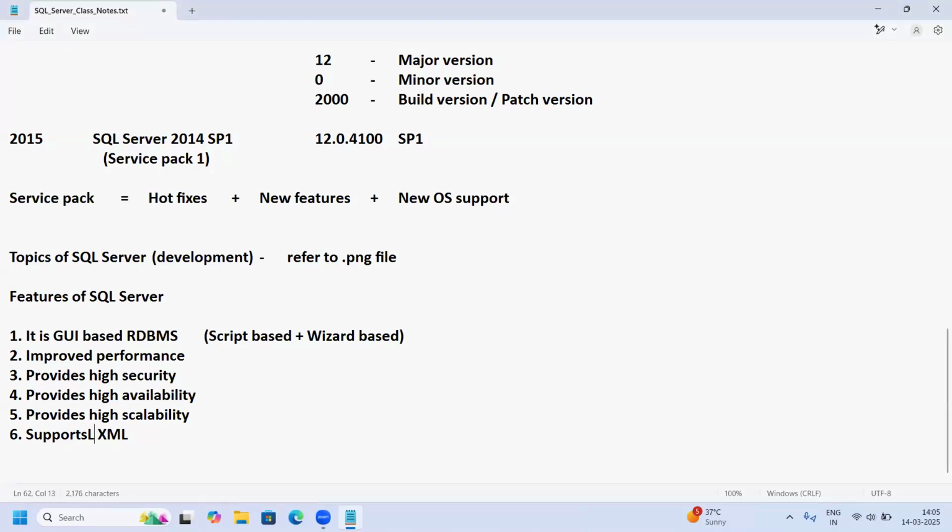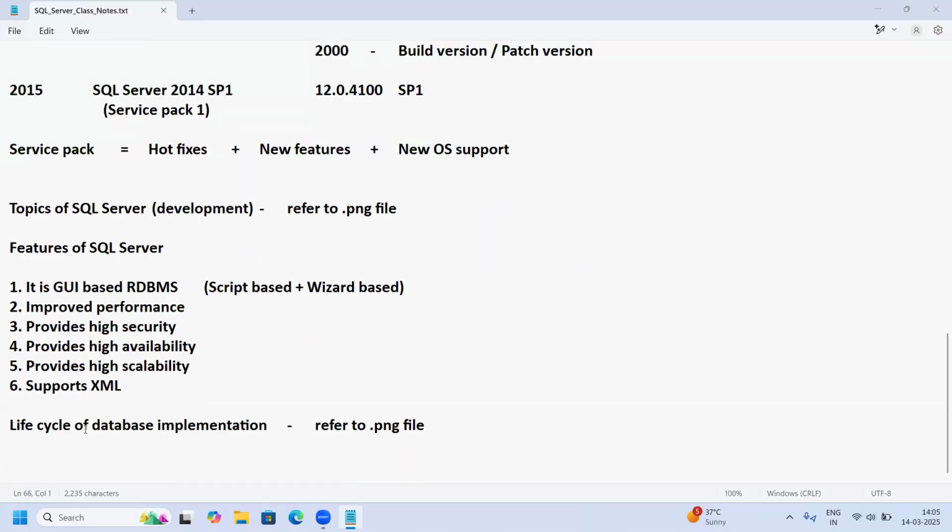We will see the life cycle of database implementation. Refer to the .png file.